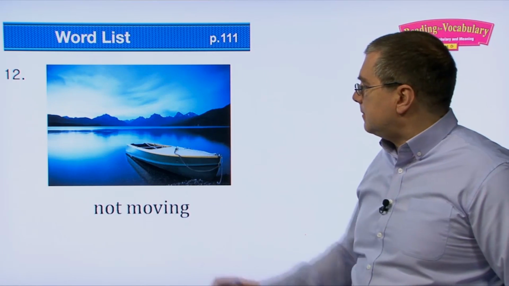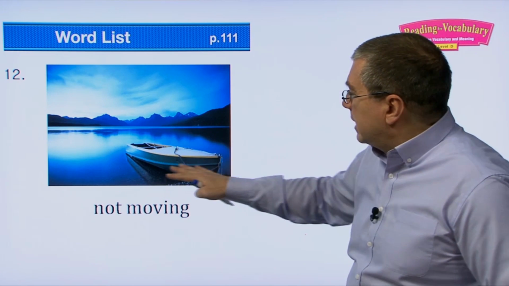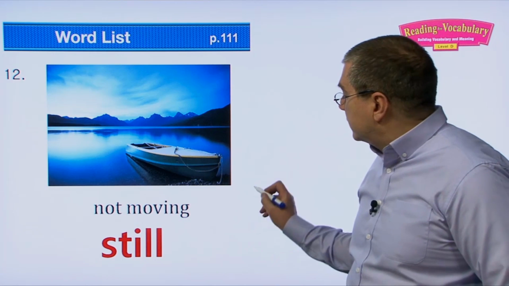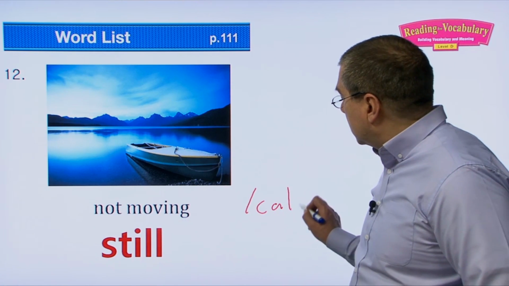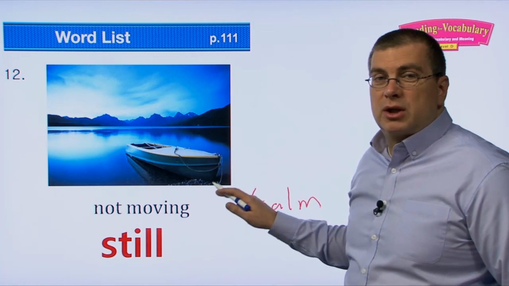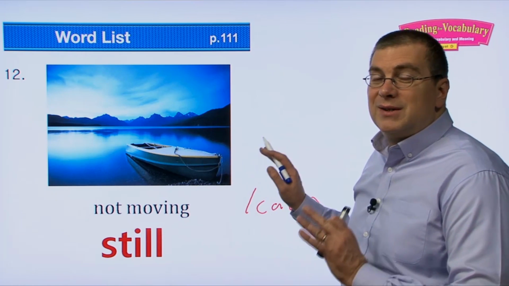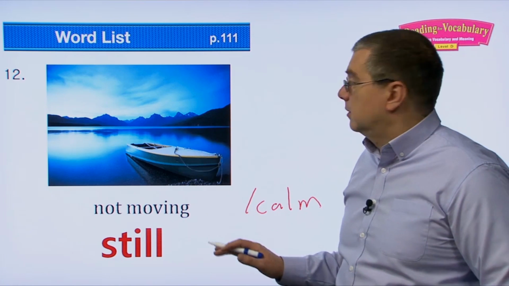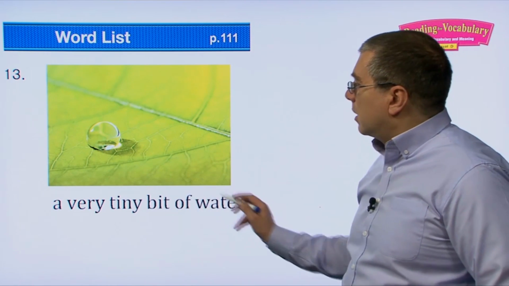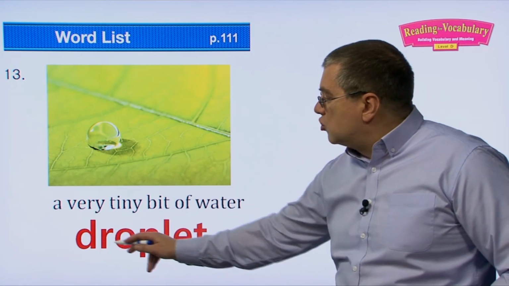Okay, next one. Not moving. So this lake, the water in this lake is what? It is very still. Still, we can also say calm. Still or calm. Calm means there's no motion, right? This is very peaceful, calm. The water is still, no movement, okay? It's a very beautiful picture. Next one, a very tiny bit of water. So a very tiny bit of water, what do we call that? We call it a droplet.